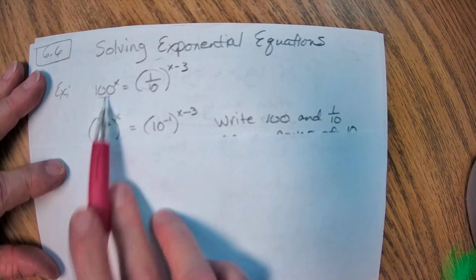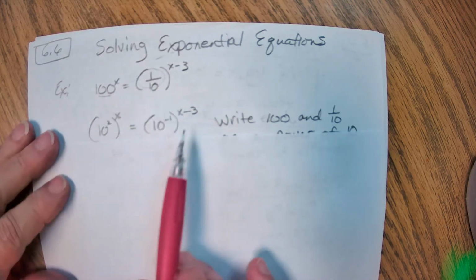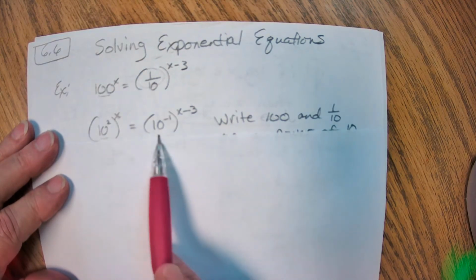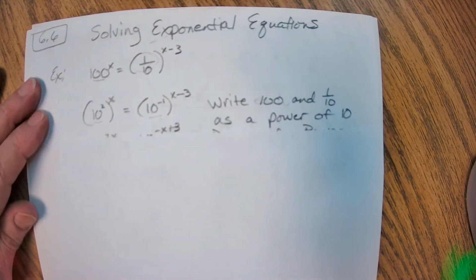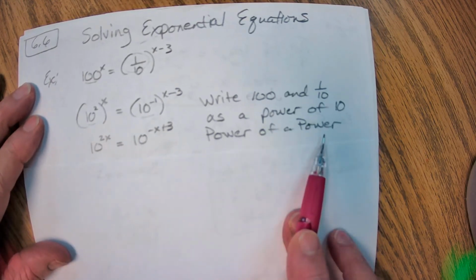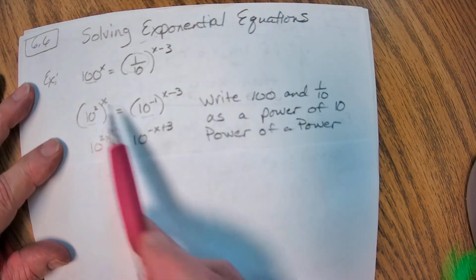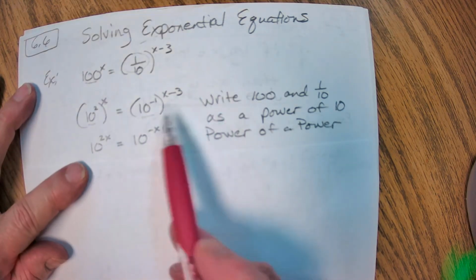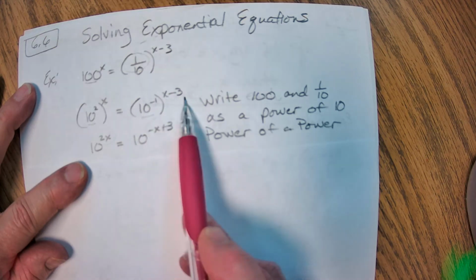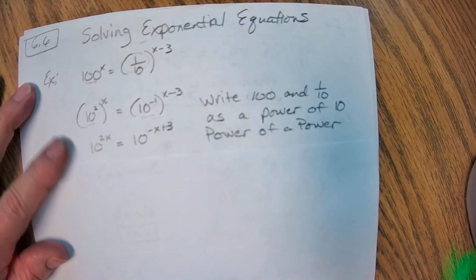I'm going to write this as a power of 10, which would be 10 squared. 1 over 10 is really 10 to the negative 1. So notice now that they both have the same base there. And now I'm going to apply the power of a power on exponents. That means if you're raising a power to another power, you multiply the exponents. I'm raising this to this. I'm going to multiply this by this whole thing. I get negative x plus 3. 2 times x is 2x.